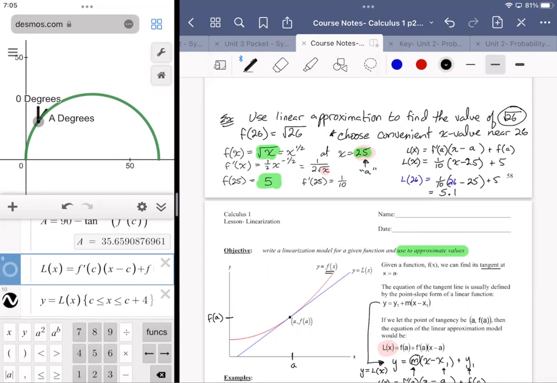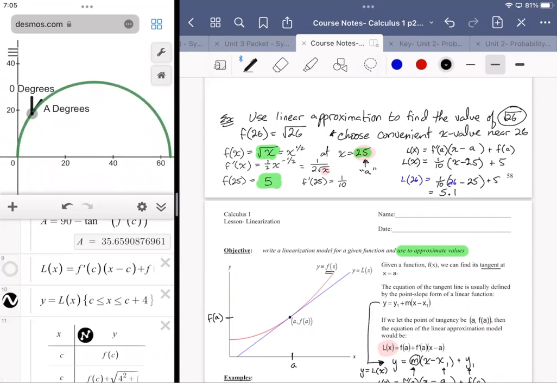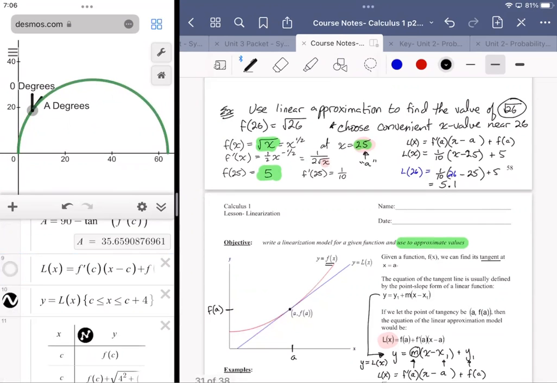So, that was actually a pretty nice application of this, but that's just a little taste of it anyway.